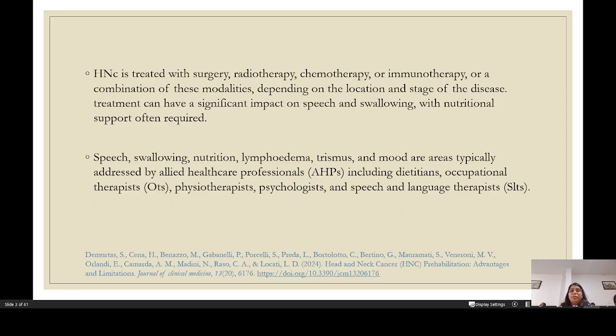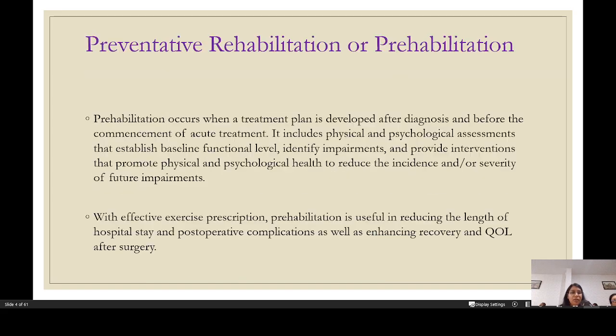Head and neck cancer is treated with surgery, radiotherapy, chemotherapy, immunotherapy, or a combination of these modalities. Depending on the location and the stage of the disease, treatment can have significant impact on speech and swallowing, with nutritional support often required. Speech and swallowing, nutrition, lymphedema, trismus, and mood are areas typically addressed by the allied healthcare professionals, including dietitian, occupational therapist, physiotherapist, psychologist, and the speech language therapist.